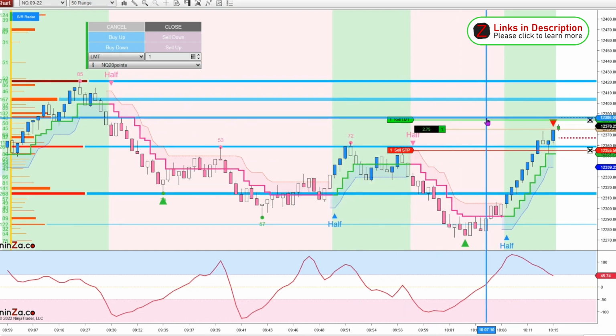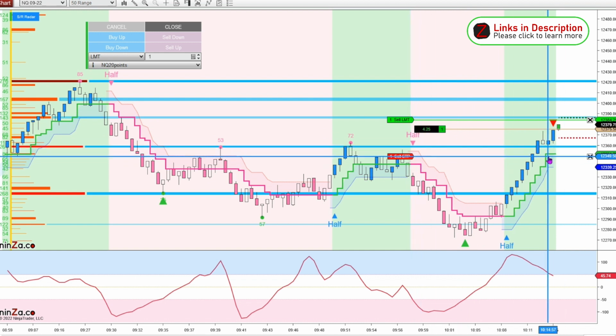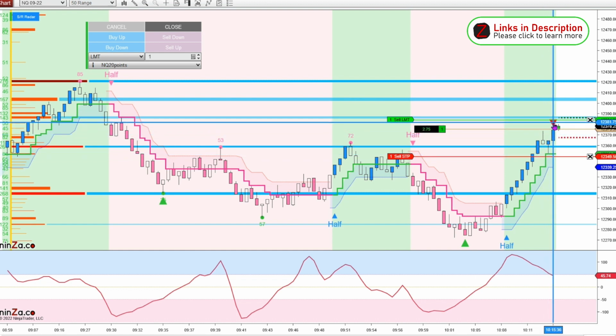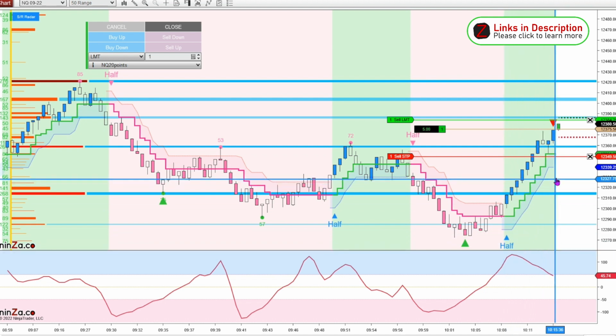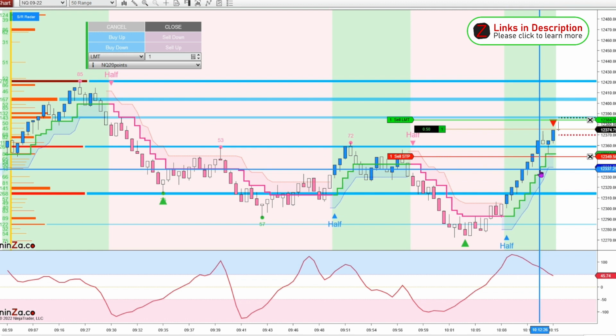Move my take profit right below this blue line. And I'm going to move my stop right below that low there. We did just get a CCI reversal signal. The trend is still green and it's very strong.